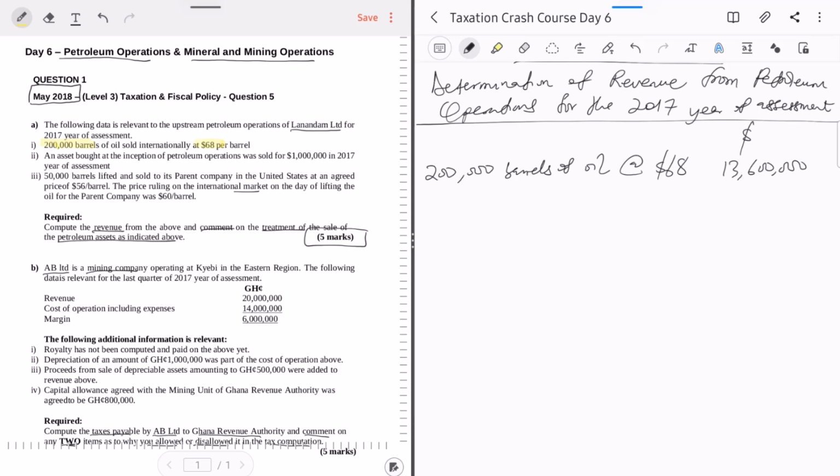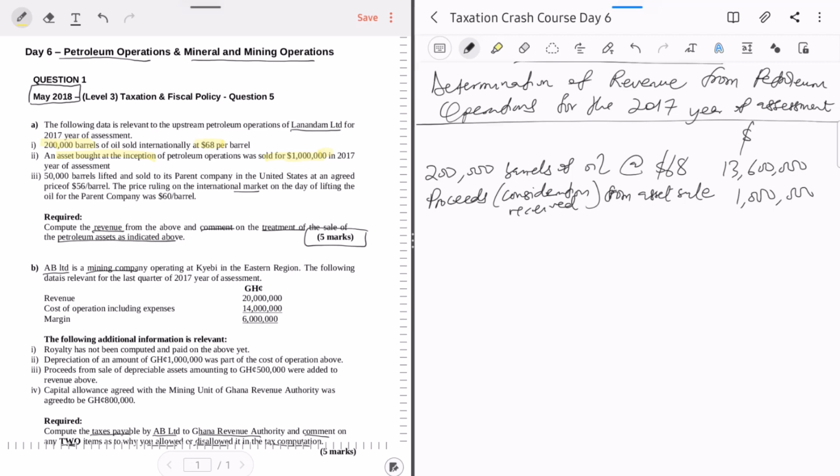Next, they said an asset bought at the inception of the petroleum operations was sold for $1 million. So I'll just say proceeds, or in brackets, let's just say consideration received. That's the technical term. Consideration received from asset sale. And how much was it? They said $1 million. So I put here $1 million.